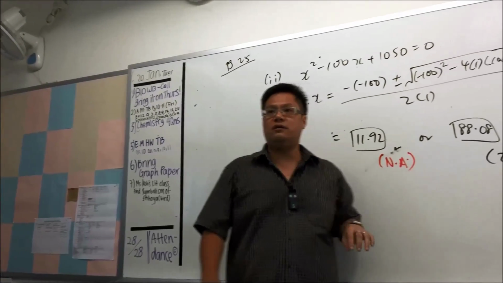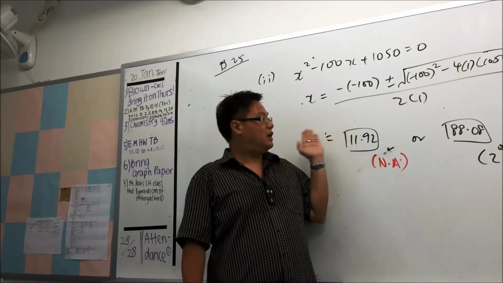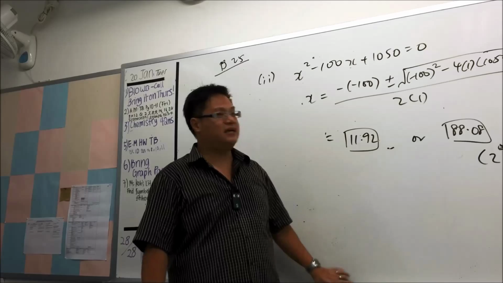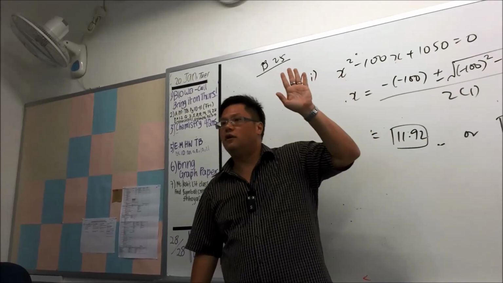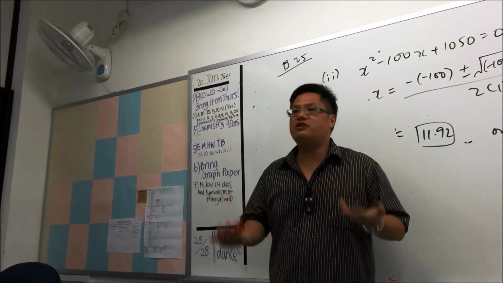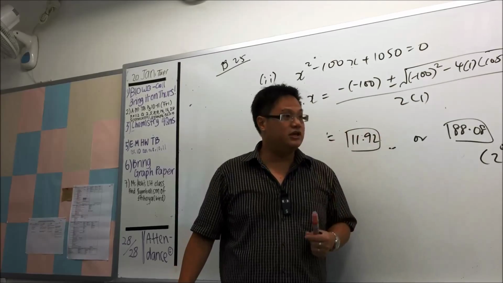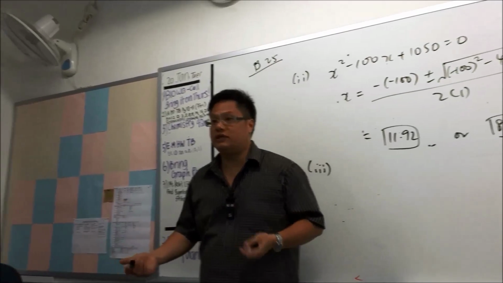So in this situation, although I know that x cannot be 11.92, I still must accept it as an answer at this point. Are we clear? Okay? So, Mr. Ng, when do I reject it? There is a next part. The next part asks for what? Time taken for the return journey, is it? What is the time taken for the return journey?